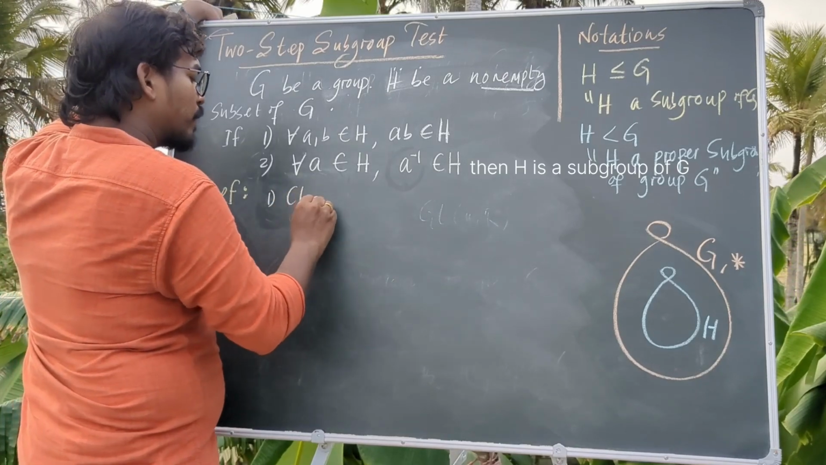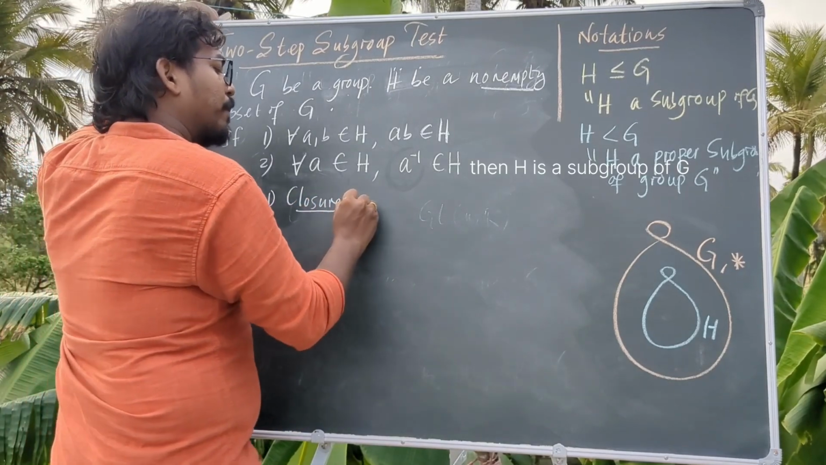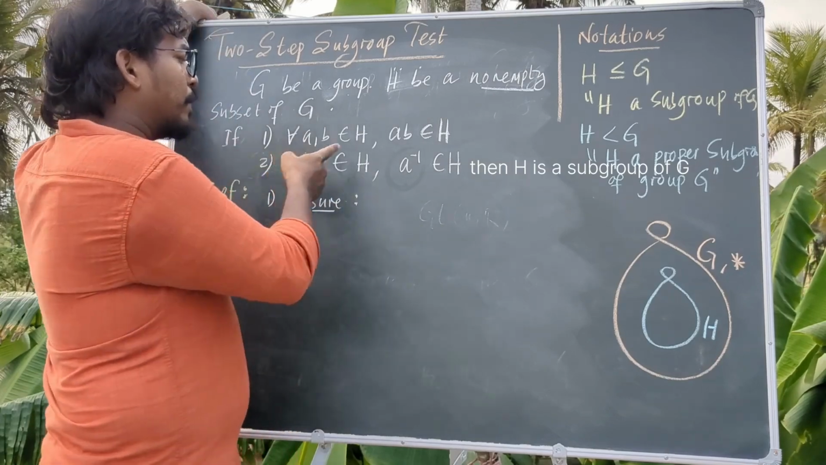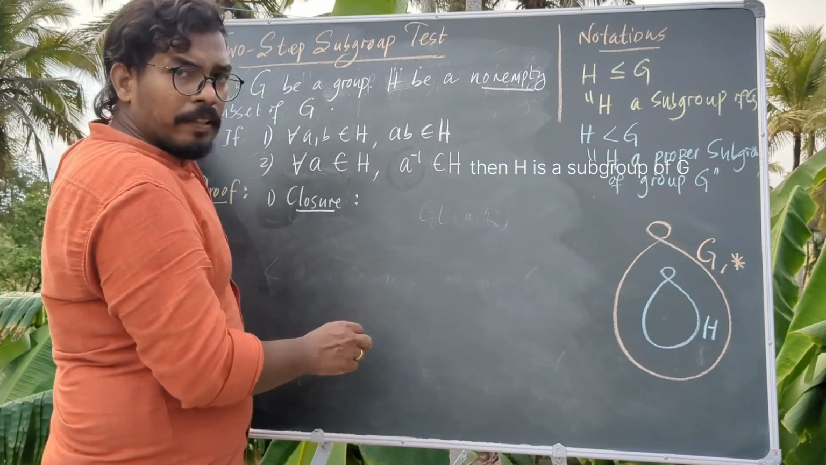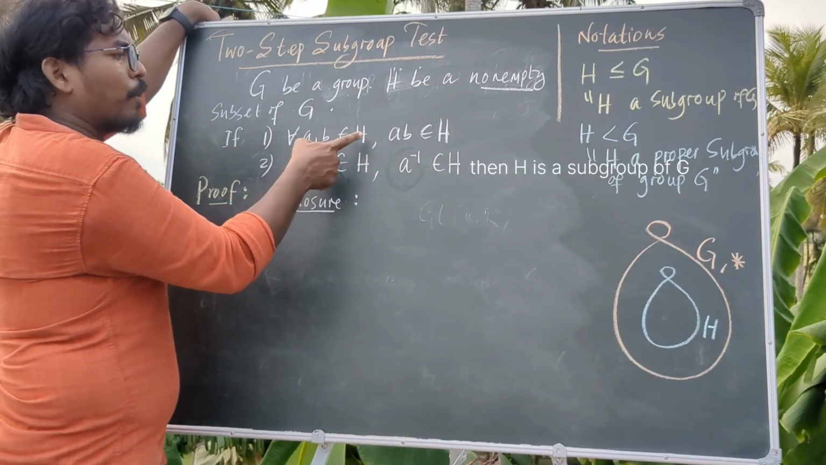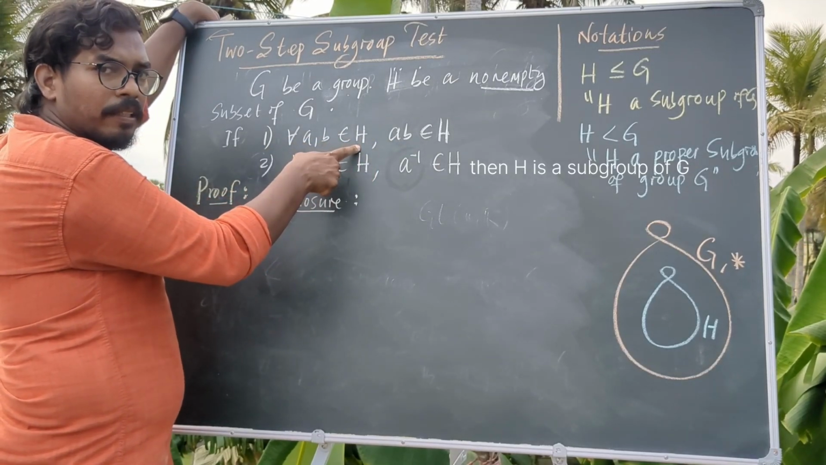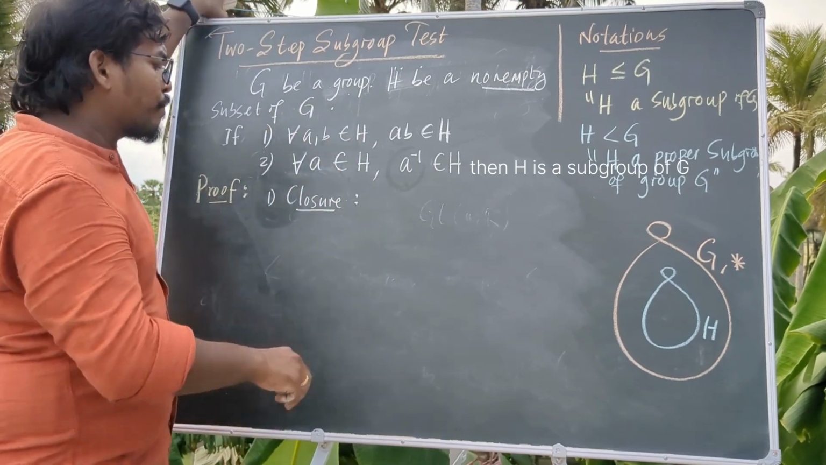Closure. It is given that by the first step we have already closure, isn't it? For any two elements of the subset H, its product also lies in the subset H. And this is the property for closure.